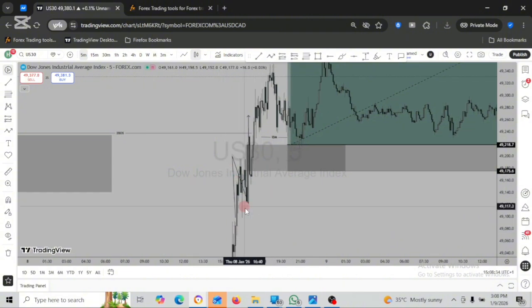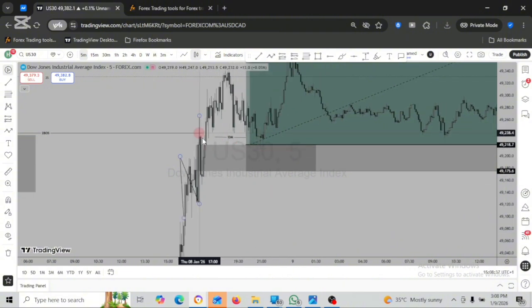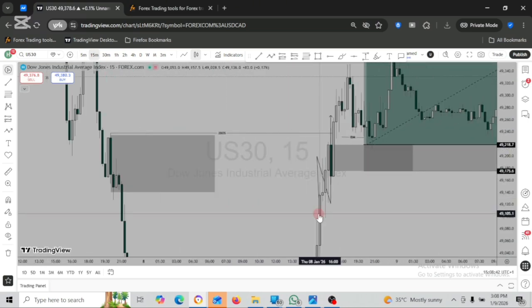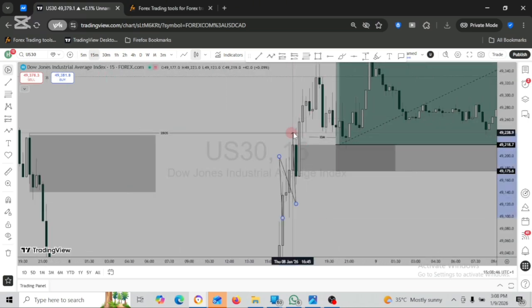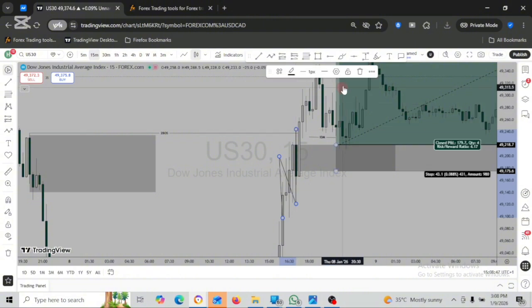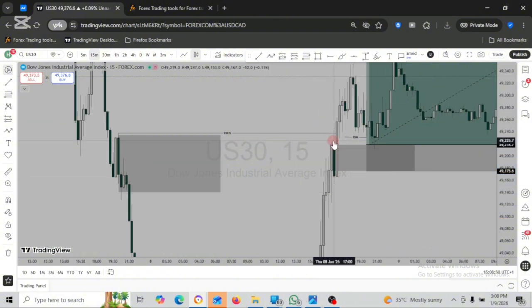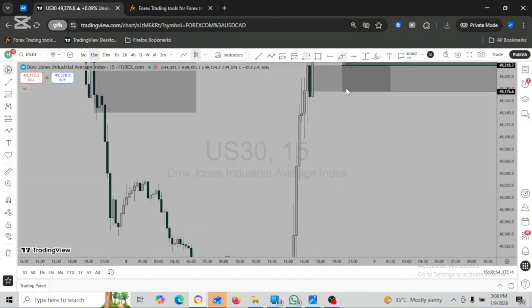So price created higher highs, higher lows, and it failed to break that zone. On the 15 minutes, it's like a wick. You can see it failed, then rejected. Now this is just like an inducement, inducing sellers, as a lot of people will see this as a liquidity sweep. But what happened next?